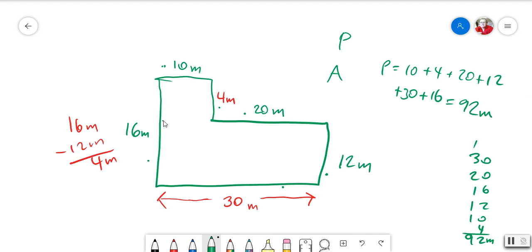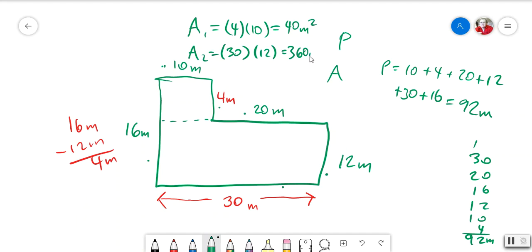Let me do it this way first. So the little one is 4 by 10. So I'm going to say area 1 equals 4 times 10, because the area of a rectangle is length times width, 40 square meters. Area 2, the second, 30 times 12. 3 times 12 is 36, so 30 times 12 is 360 square meters. And 360 plus 40 is 400 square meters.